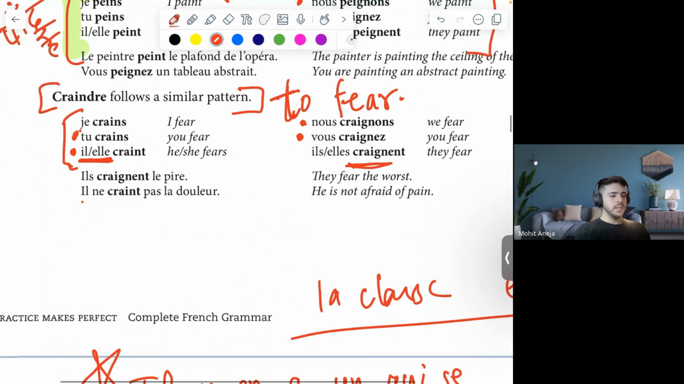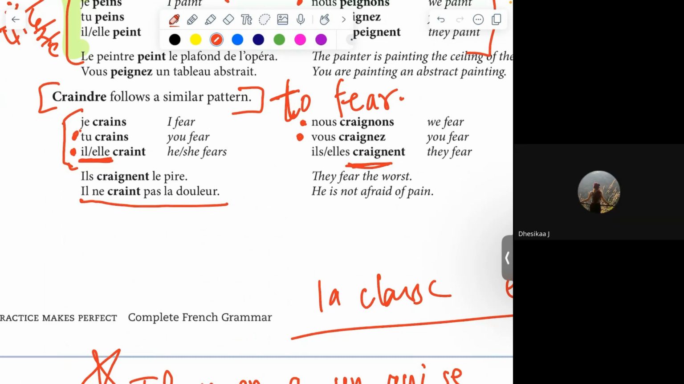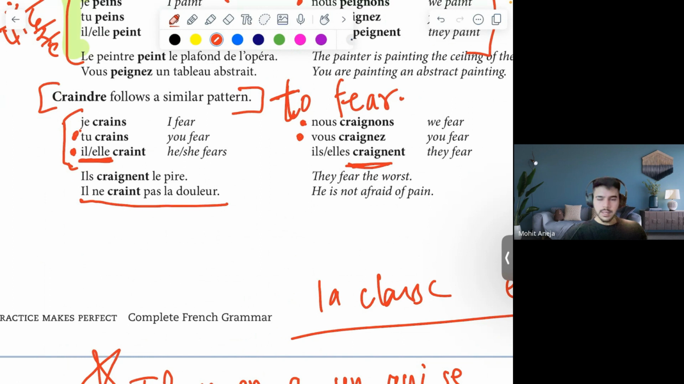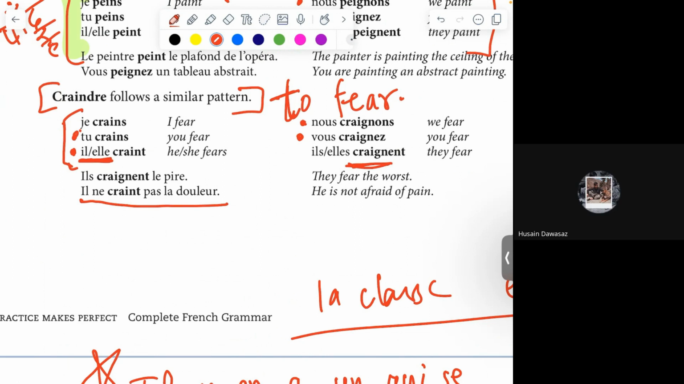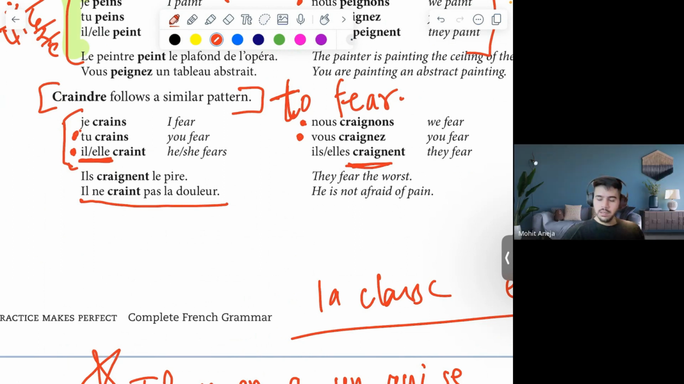For example, il ne craint pas la douleur. Can someone read this sentence out loud, Desika? Il ne craint pas la douleur. He doesn't fear pain, or he is not afraid of pain. Okay. Hussein, can you read the first sentence? Il craint le pire. They fear the worst. They're fearing that the worst thing will happen.